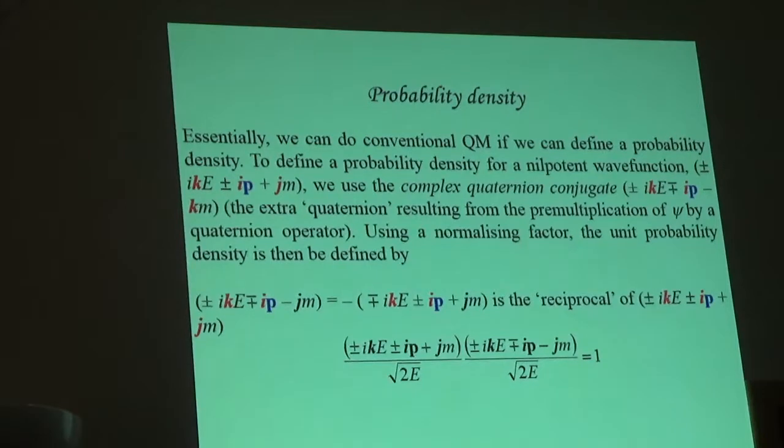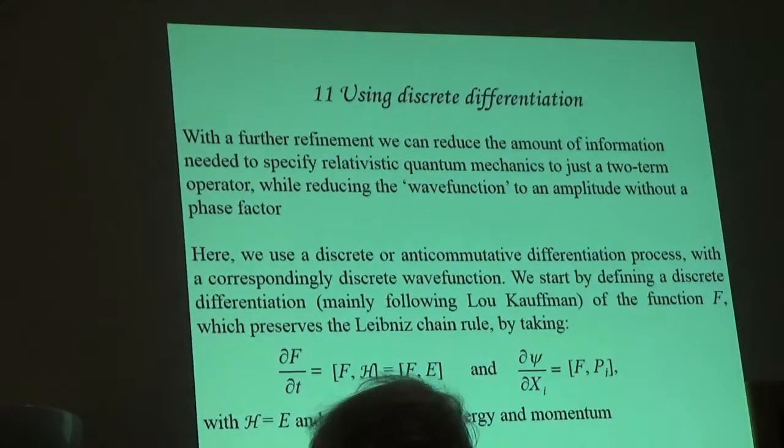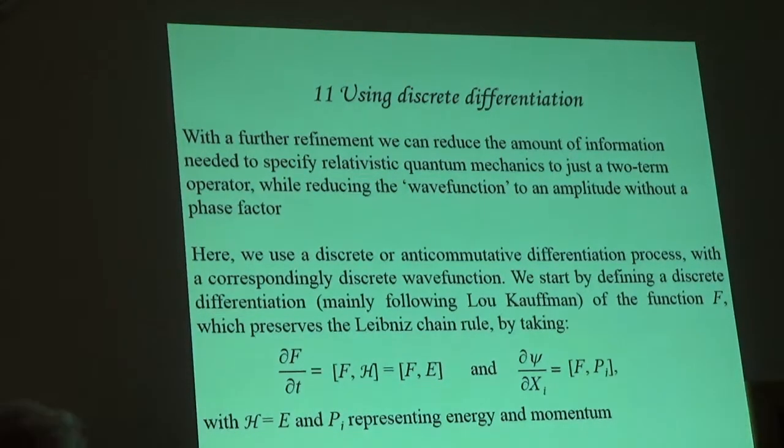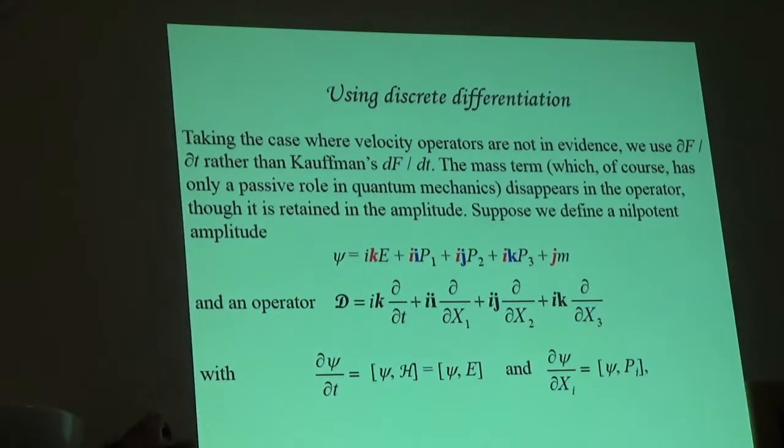That's how I do probability density that way, and then if I can do probability density, then I can do conventional quantum mechanics. I'm not going to spend any time on this. And I'm going to follow up Lou's method of doing discrete derivatives. So I'm going to do discrete derivatives for time and space. And this produces an interesting result. I assume that we've got a case where we don't have variation in the velocity. The velocity operators aren't in evidence. So I can now use partial df.